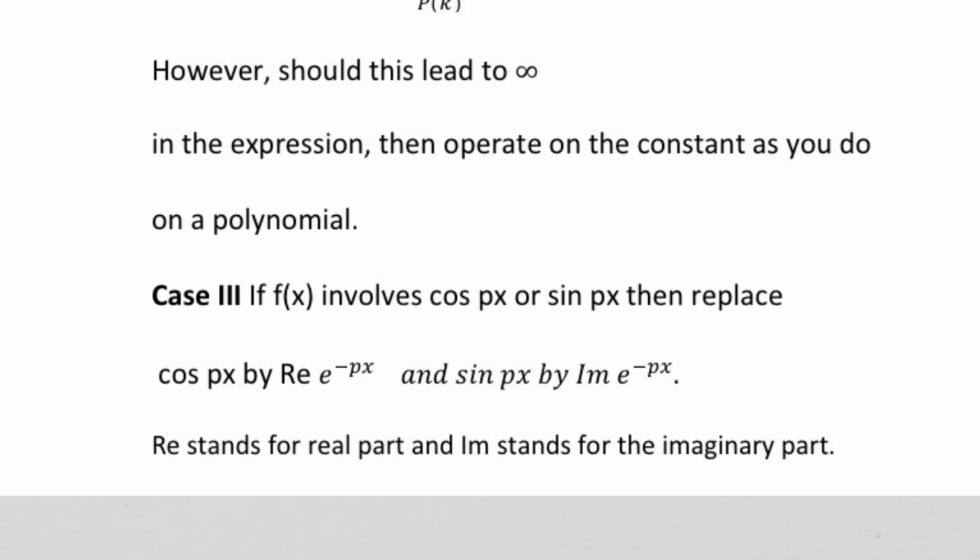Case 3. If f(x) involves cosine px or sine px, then replace cosine px by the real part of e to the power ipx and sine px by the imaginary part of e to the power ipx. Re stands for real part and Im stands for the imaginary part.